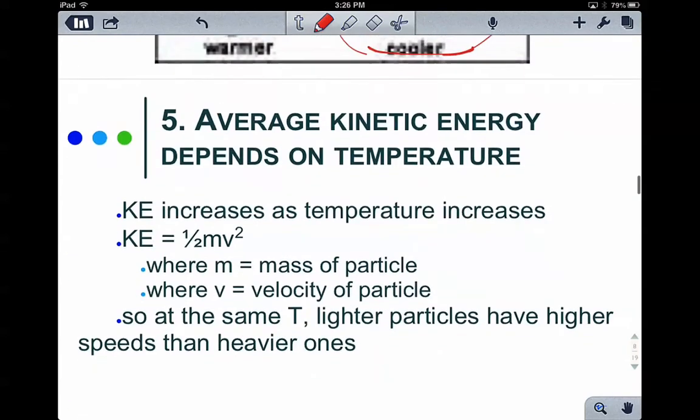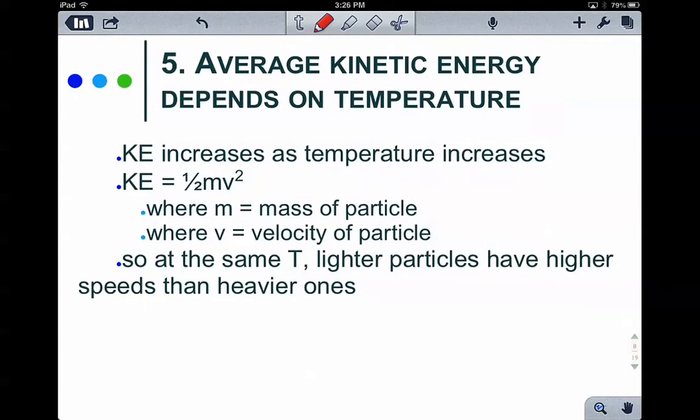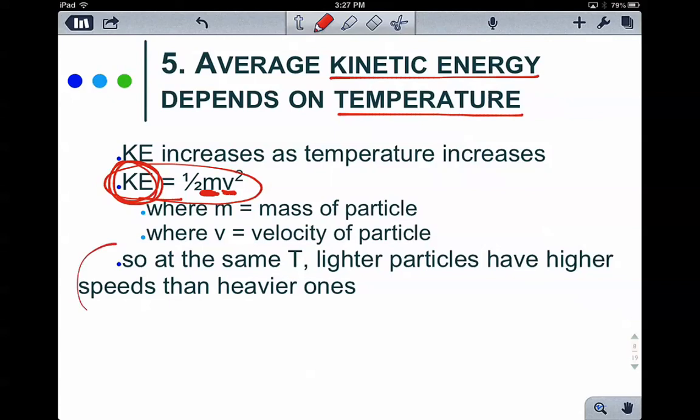And then the last part of the kinetic molecular theory is basically stating that the kinetic energy is dependent on temperature, or the temperature is dependent on the kinetic energy. And this is just a little formula relating the mass and the velocity of a particle. So at the same temperature, a heavier particle will have less velocity than a smaller particle, which is what is being stated right here.